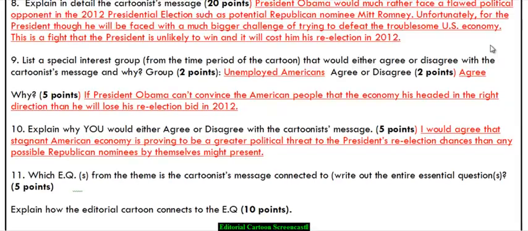Now that we've addressed the cartoonist's opinion, the cartoonist's message, and we've used that to identify a specific group of people that would agree or disagree, and then explaining why that group would agree or disagree with the cartoon, we were able to then move on and provide our own opinion on whether we agree or disagree with the cartoonist's message, always understanding that it's getting back to the cartoonist's message. So that's why it's very important that we have a specific message and we understand what that cartoonist message is.